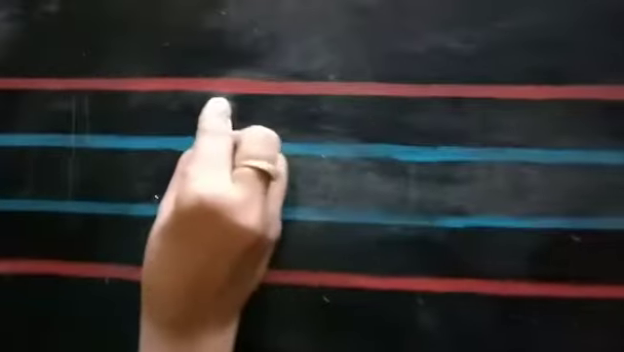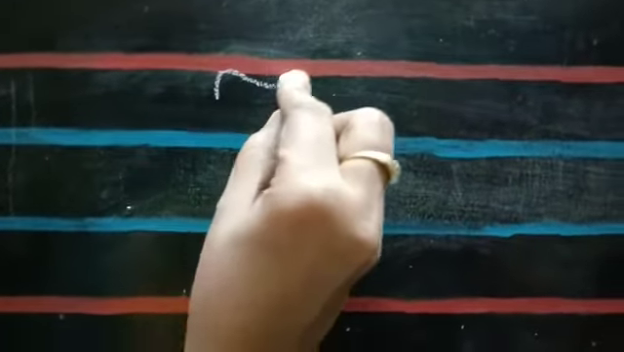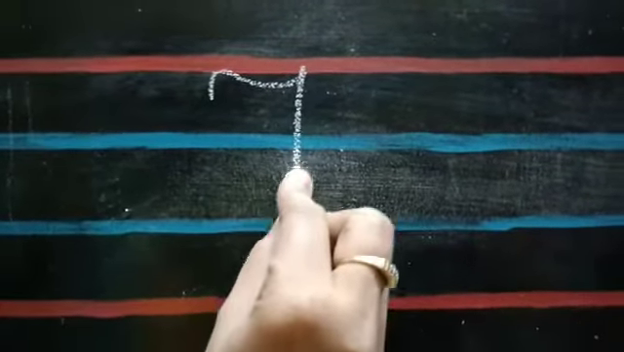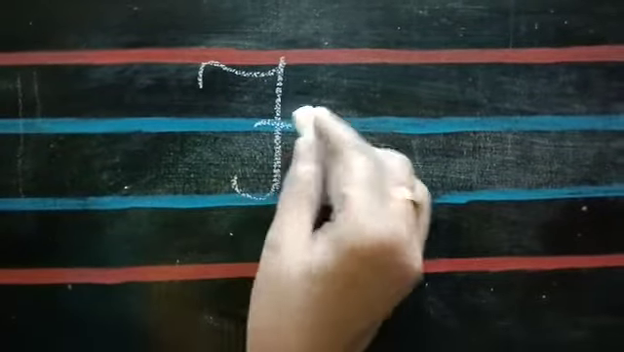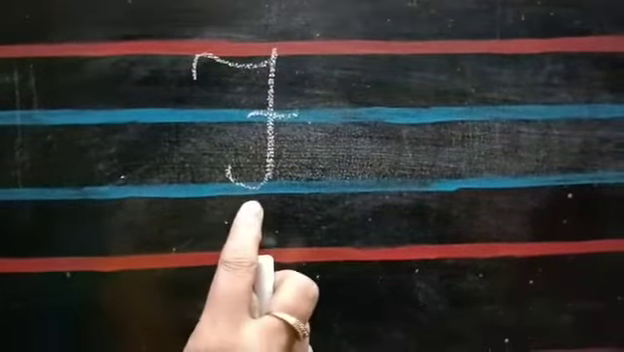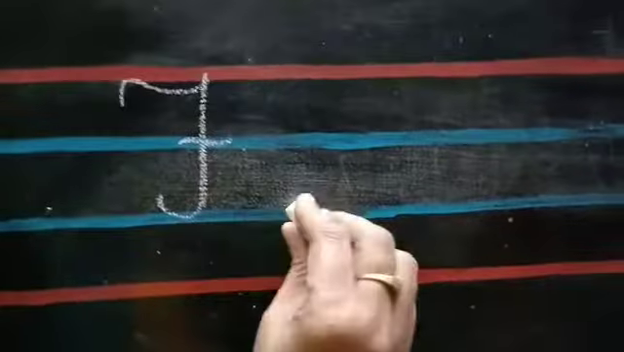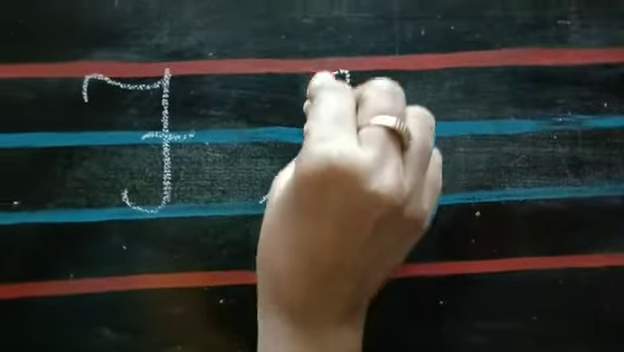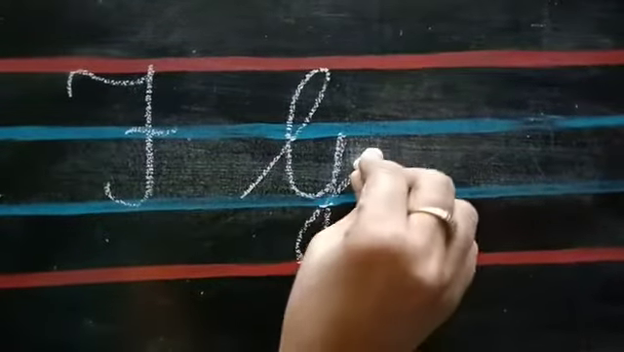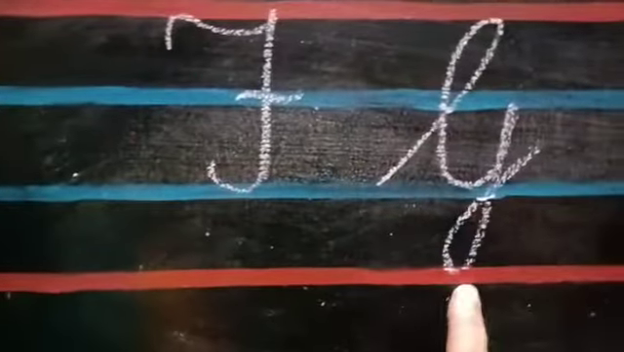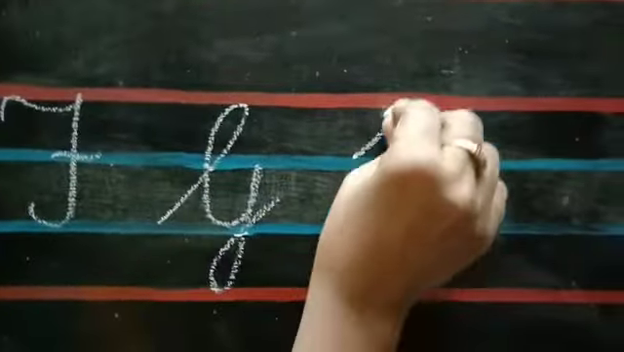Children, all of you look at the board. I had already told you, you have to observe the pattern and write accordingly. F. After F comes G. G. F, G, H.